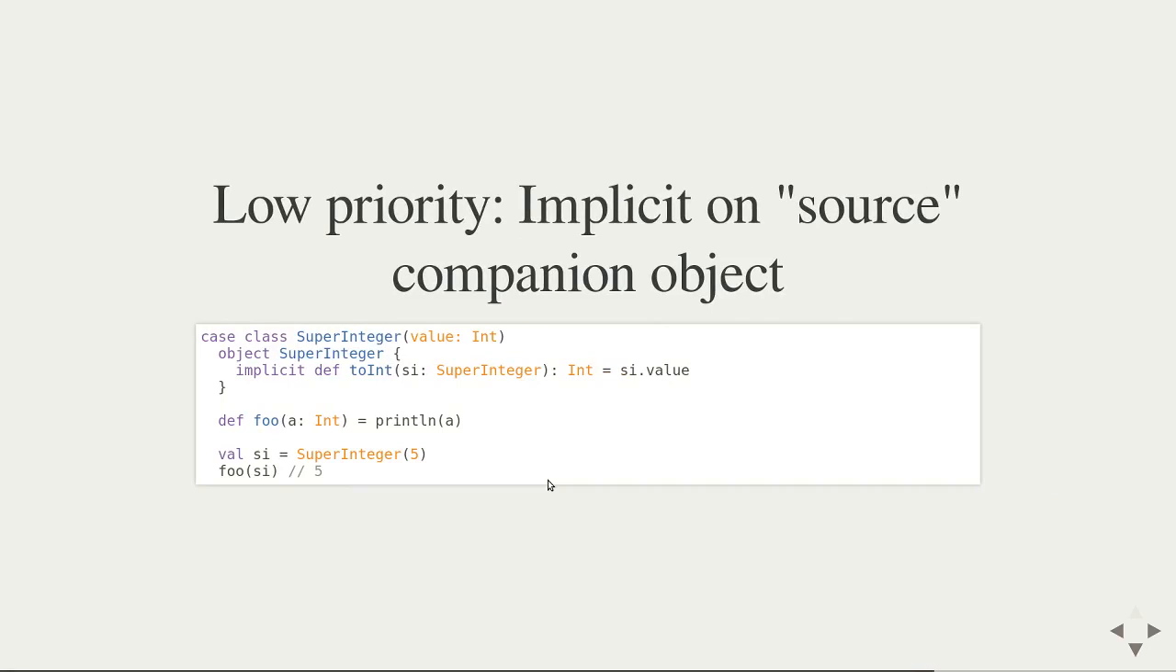So we're going to step through these one at a time. The first one is the source companion object. So if I have a class of one type, and I'm calling a function that expects a class of the other type, it's this first type that we're talking about now.